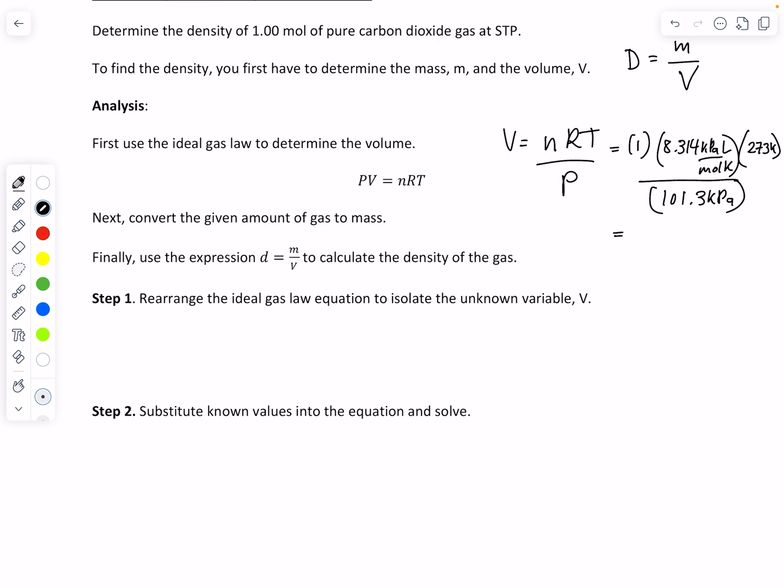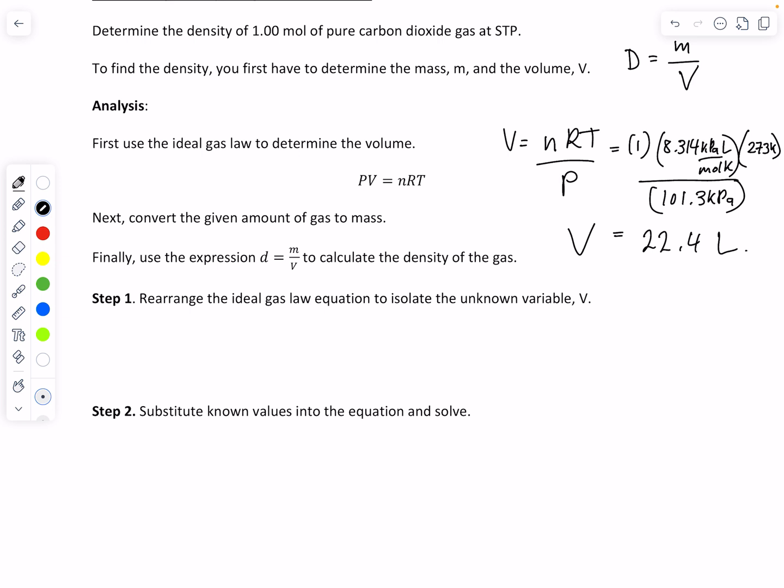If we punch this into our calculator, we end up with 22.4 moles, or 22.4 liters rather. The volume of 1 mole at STP, as we kind of predicted, is 22.4 liters.